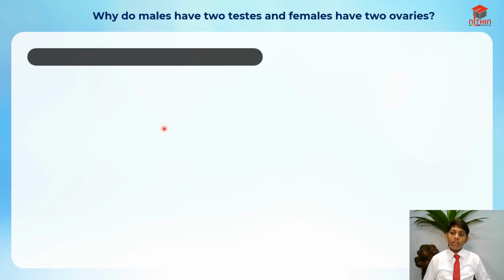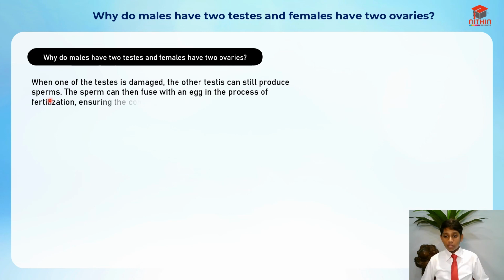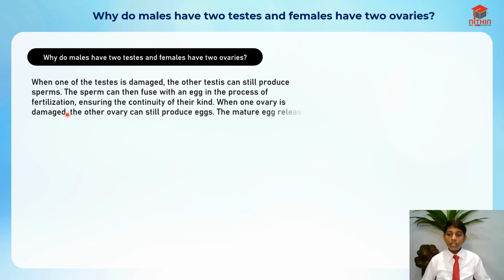So, the males actually have 2 testes because if one of the testes is damaged, the other testis can still produce the sperms, and the sperm can fuse with the egg in the process of fertilization, ensuring the continuity of their kind. And when one ovary is damaged, the other ovary can still produce eggs, and the mature egg released by the ovary can still fuse with the sperm in the process of fertilization, allowing a baby to grow, ensuring the continuity of survival.